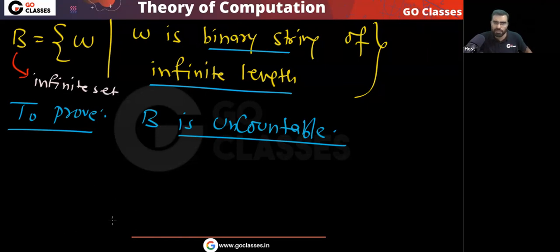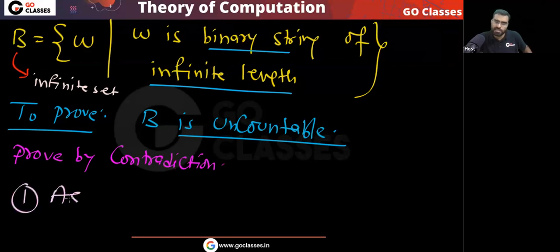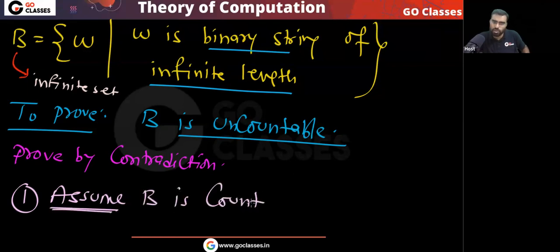So tell me how to prove it. I want to prove this is uncountable. How to prove it? You can prove by contradiction, correct? Okay, let's prove by contradiction. What is step number 1? Assume it is countable. Assume B is countable.